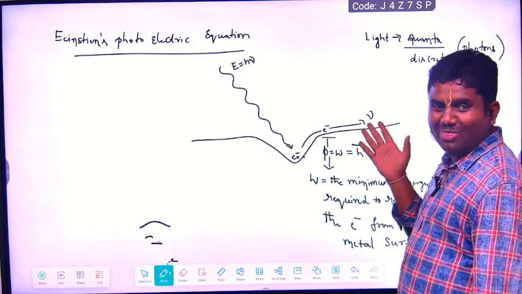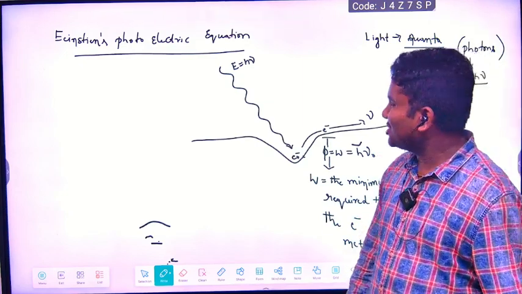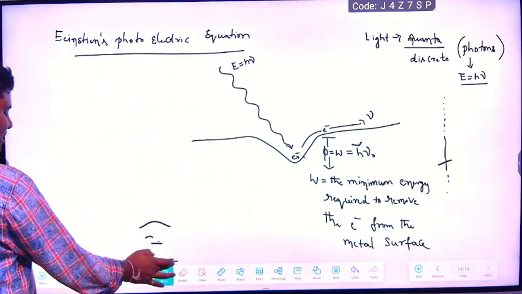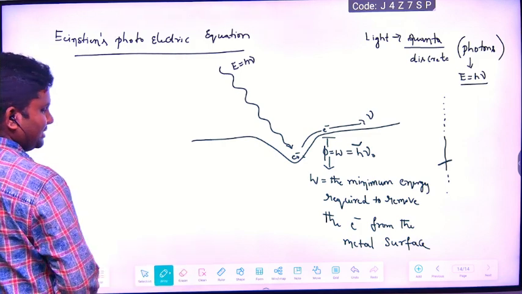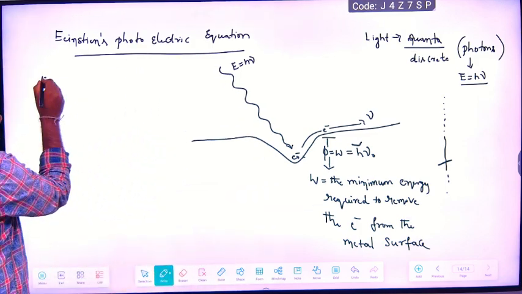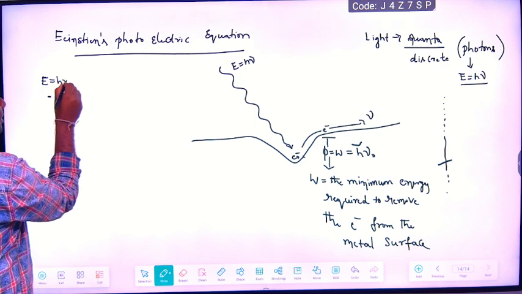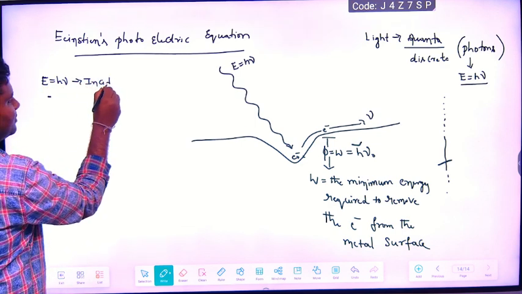Will it move? No. See, everything is here only. So you understood this Einstein explanation? Okay, so that's why here Einstein gave E is equal to h mu, which is the incident energy.